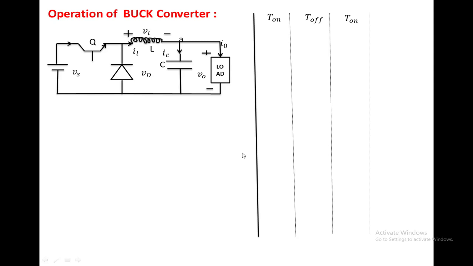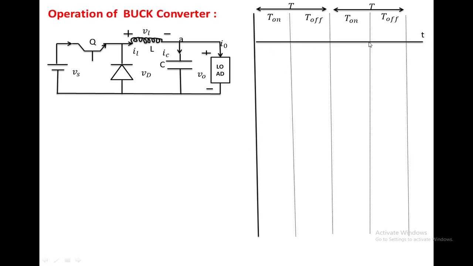Here we have taken the scale. On the x-axis we have taken the T. This is the T on, nothing but the on time of a switch, and the off time of a switch. This is the total time period. In that manner, we have taken two time periods. This is one time period, this is the other time period.